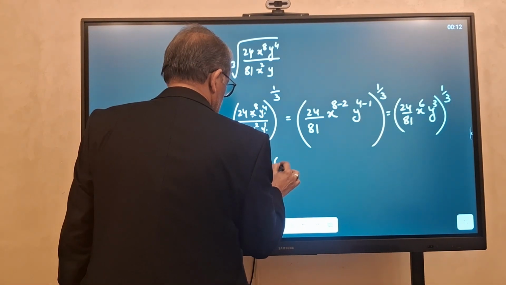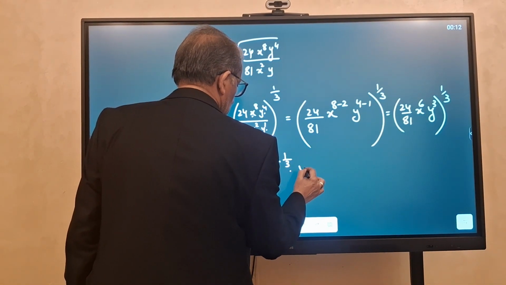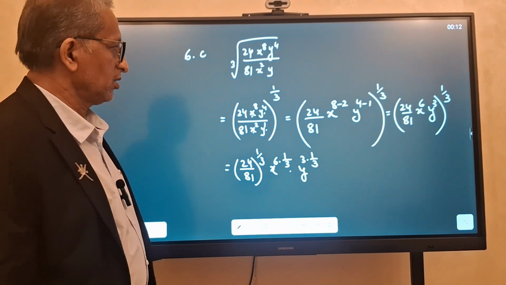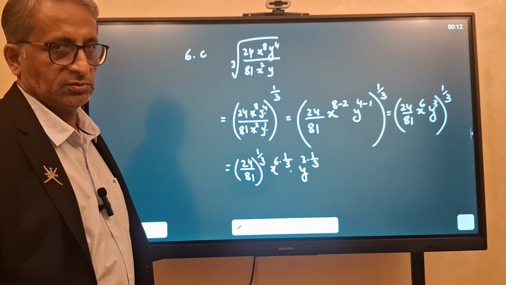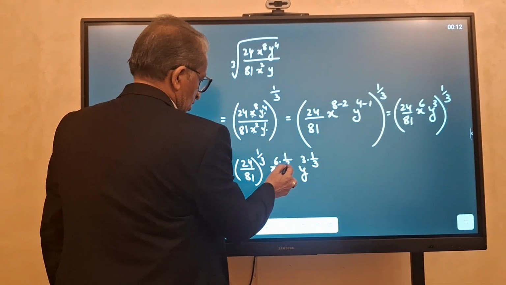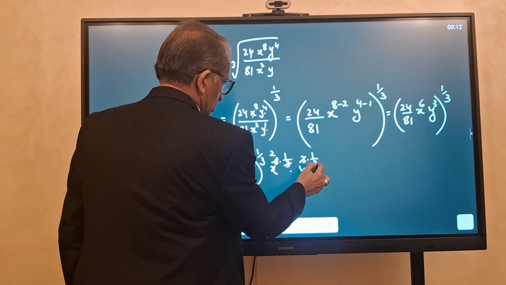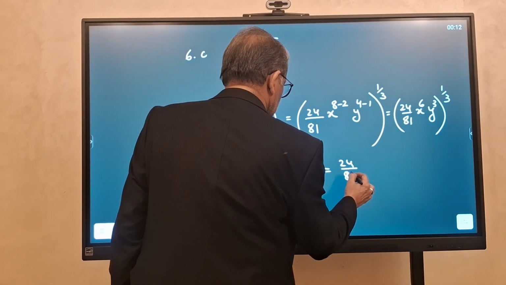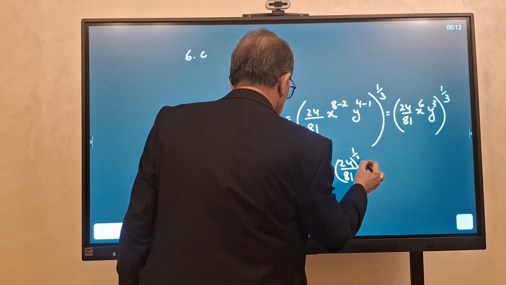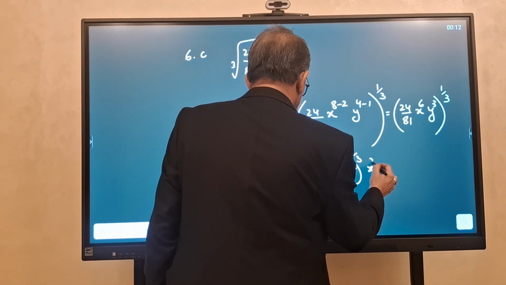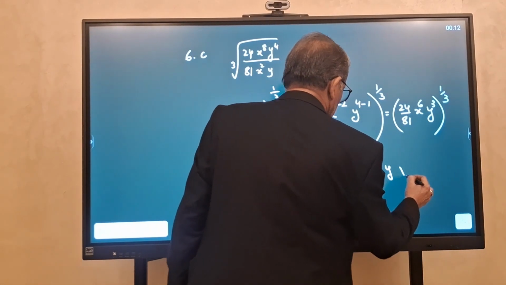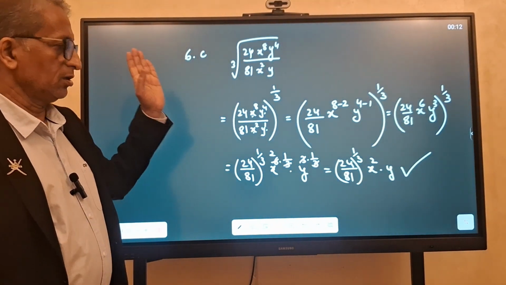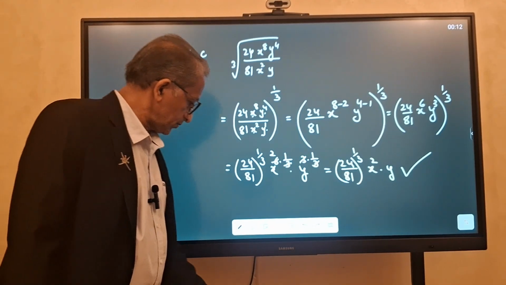So x power 6 into 1 by 3, y power 3 into 1 by 3. So 1 by 3 goes to all the 3 numbers up and down. This side doesn't change. So 3 into 2, then 3 cancels. So therefore the answer is 24 by 81 power 1 by 3, x power 2 and y power 1. That's the answer. This is how we simplify using the laws of exponents.